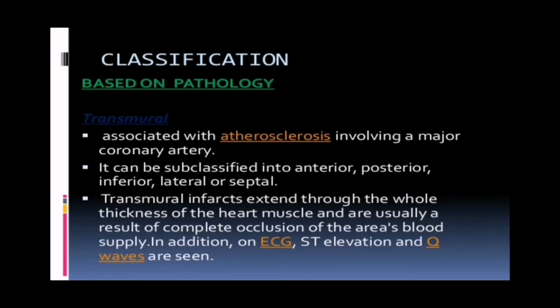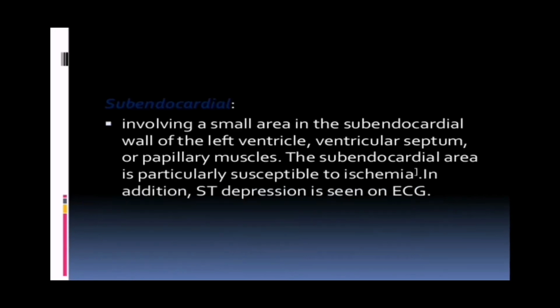Classification based on pathology: transmural, associated with atherosclerosis involving a major coronary artery. It can be subclassified into anterior, posterior, inferior, lateral, or septal. Transmural infarcts extend through the whole thickness of the heart muscle and are usually a result of complete occlusion of the area's blood supply. In addition, on ECG, ST elevation or Q waves are seen.